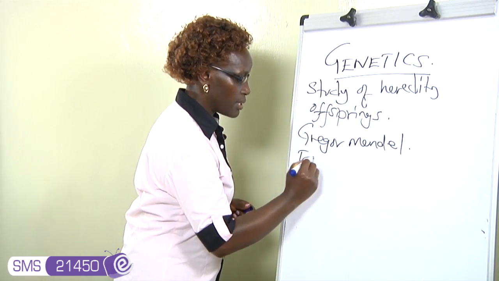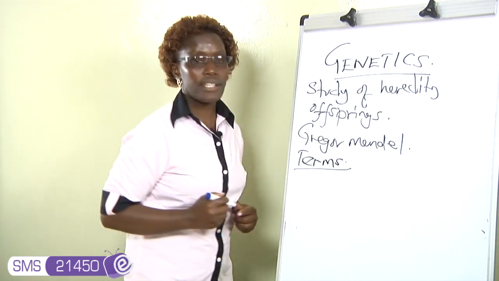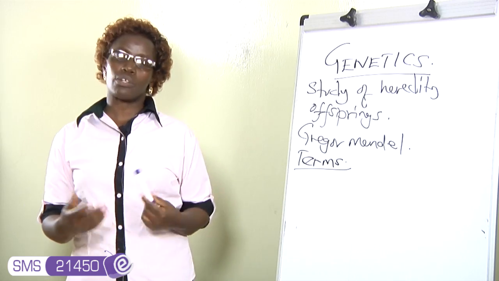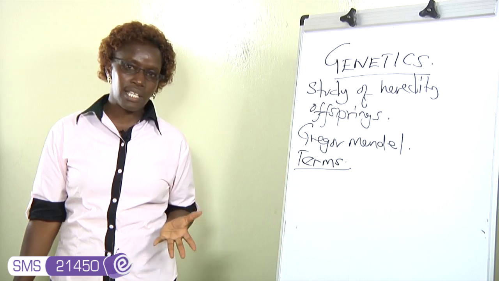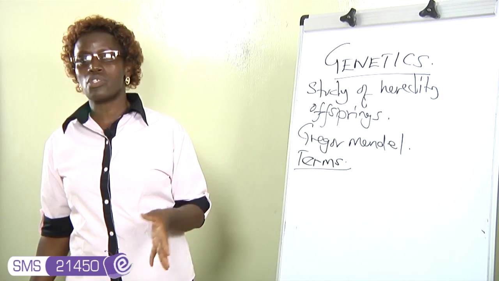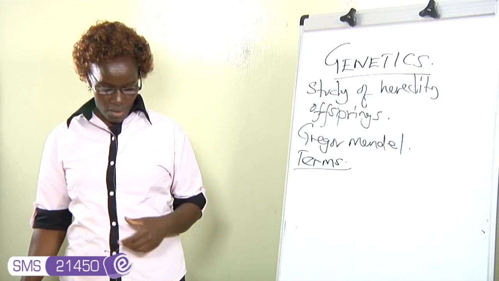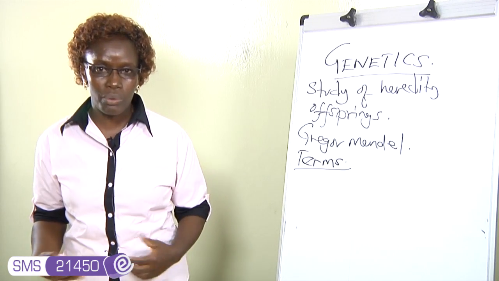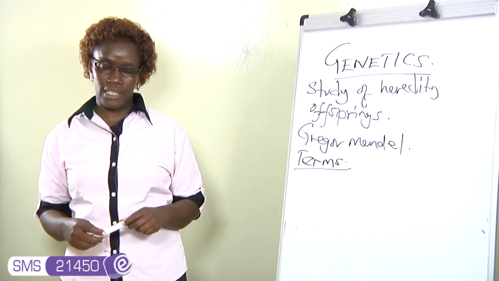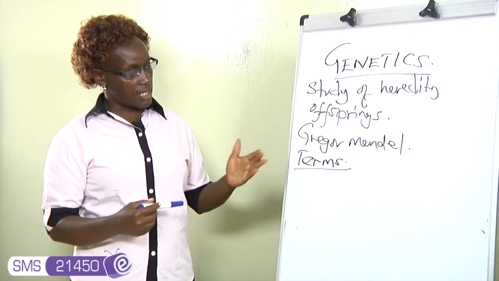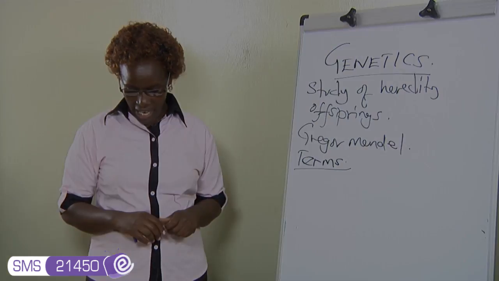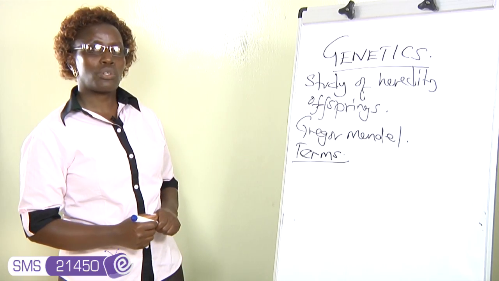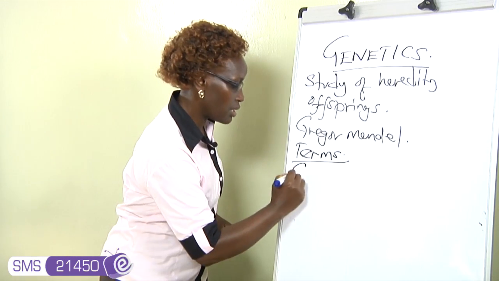So we look at the terms. There are quite a lot, so it's like we are forming a language, so that when I talk of homozygous, you know what it means. When I mention allele, you know what it means. It's the language we use in genetics, so it is important that we get right all these terms that we're going to be using from the beginning to the end. The first term we're going to learn about is the term gene.